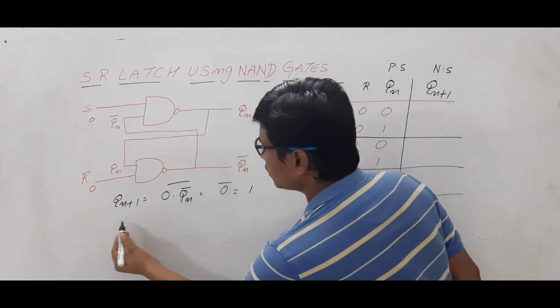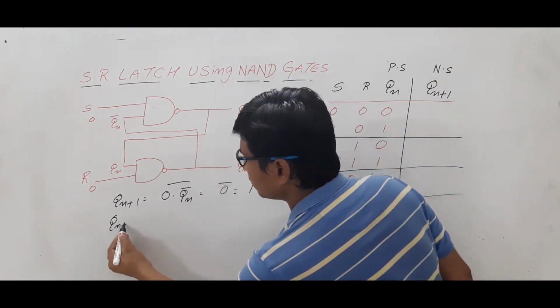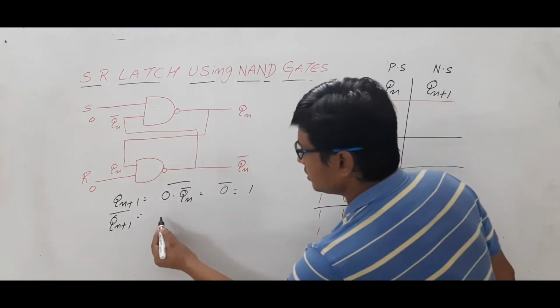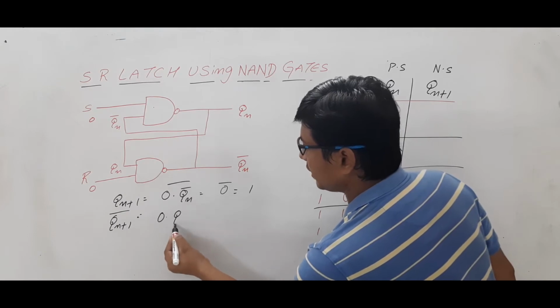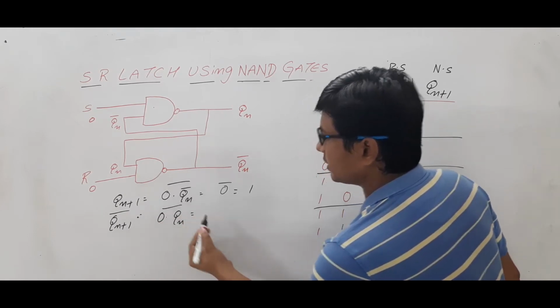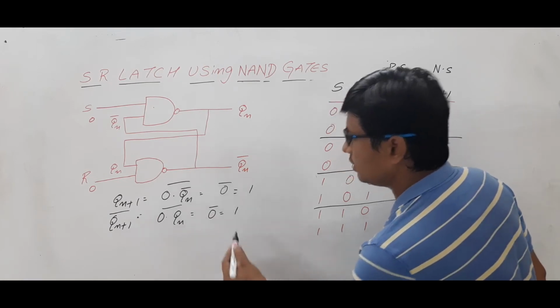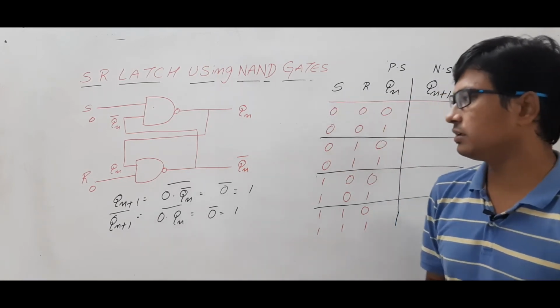Now what is this Qn plus 1 complement giving? We will check it. Qn plus 1 complement is giving 0 and Qn, whole complement, is equal to again 0 complement, which is 1. Now again see this situation.